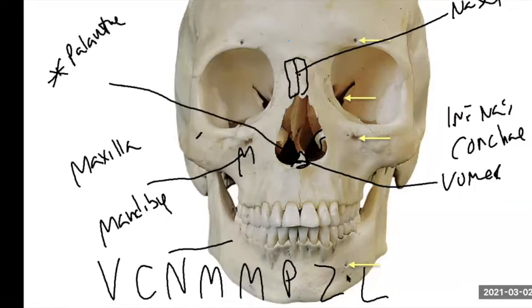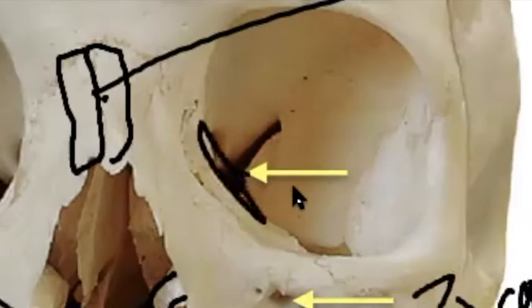And what else? Palatine, zygomatic. For your zygomatic bone. Sorry. And then your lacrimal bones, which you can barely see. That's not what this arrow is pointing to, by the way. There they are over there. Your lacrimal bones.